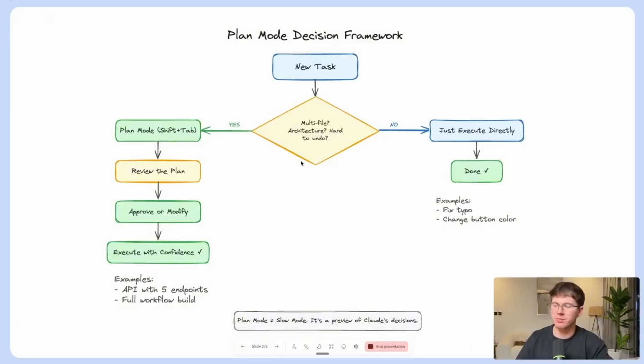On the other hand, if you have something very easy, like fixing a typo or changing some sort of color in a button that it made in a software, then you can just execute directly without needing plan mode, because there's not much planning to it. It's just a very, very easy task.